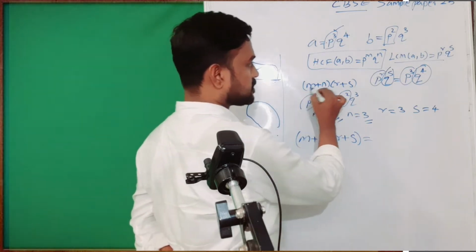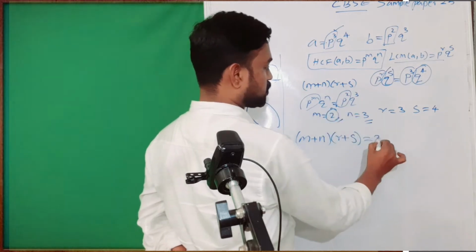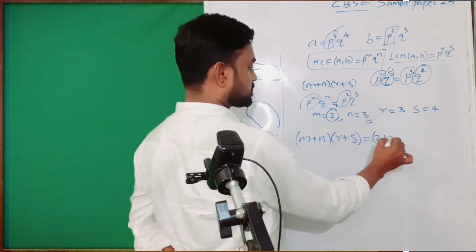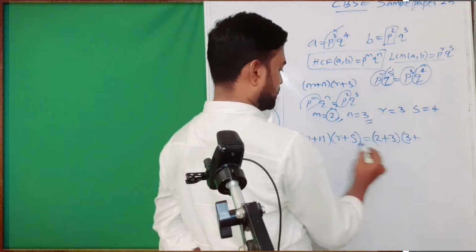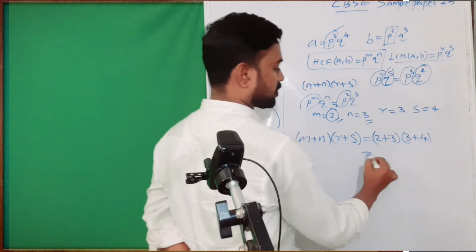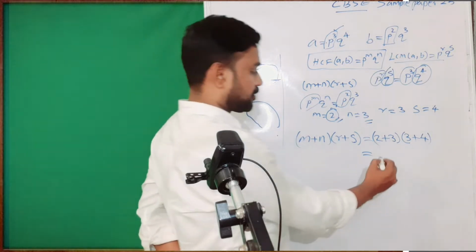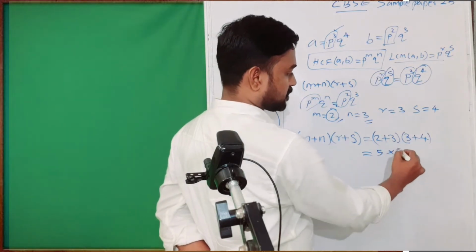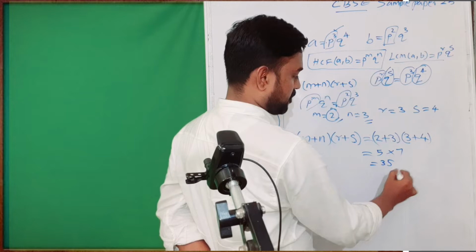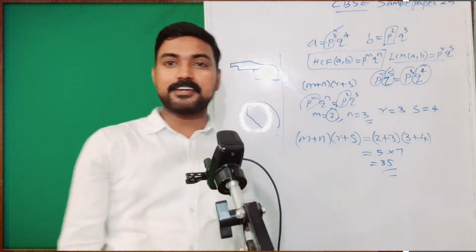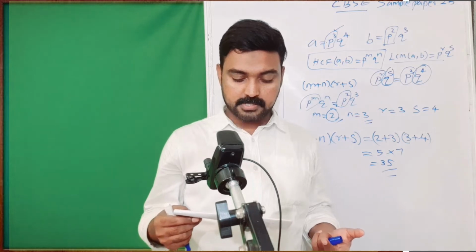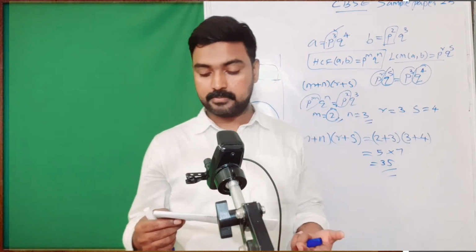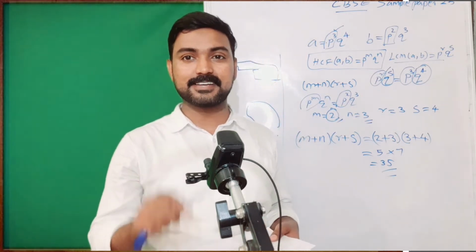Our question is M plus N into R plus S. M is 2, N is 3, so 2 plus 3. R is 3 and S is 4, so 3 plus 4. What is 2 plus 3? 5. 3 plus 4, 7. 5 into 7, 35. So 35 is the right answer. Your options are given: 50, 30, 35 and 72. Option C is the right answer.